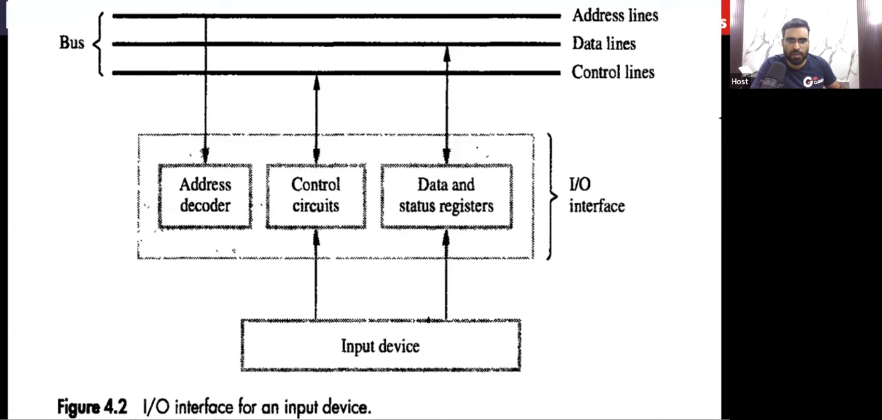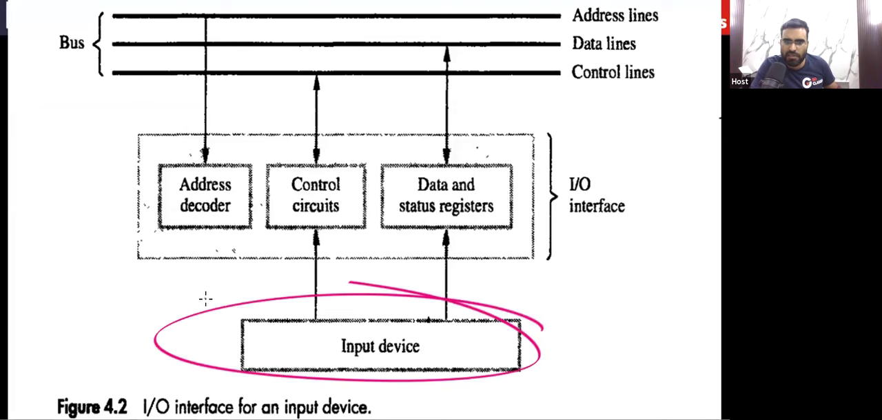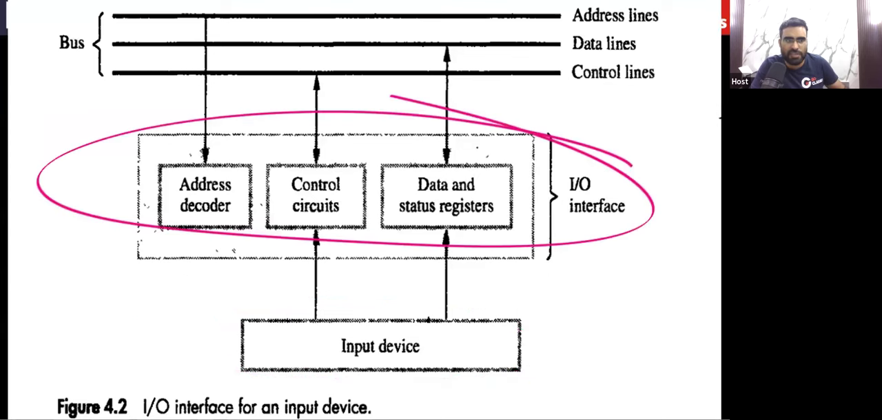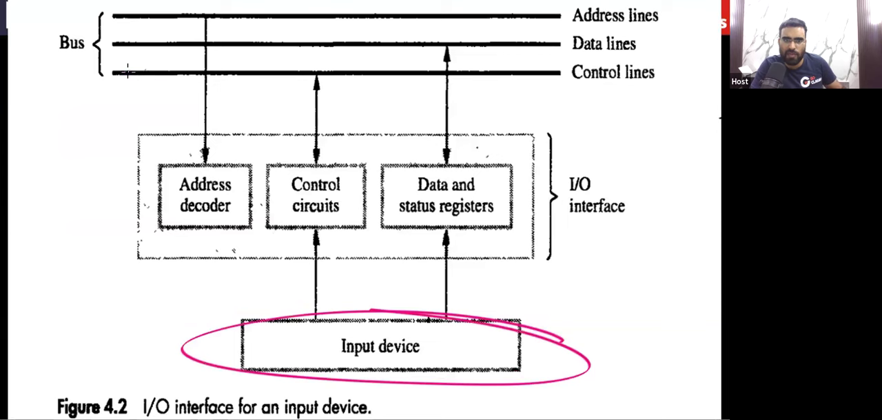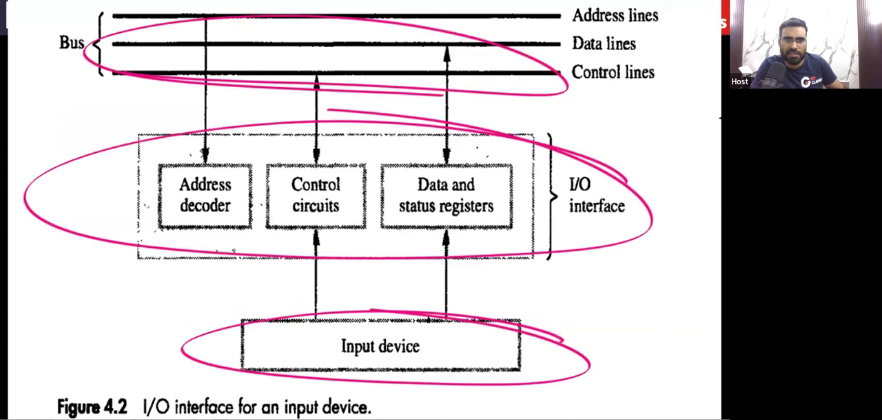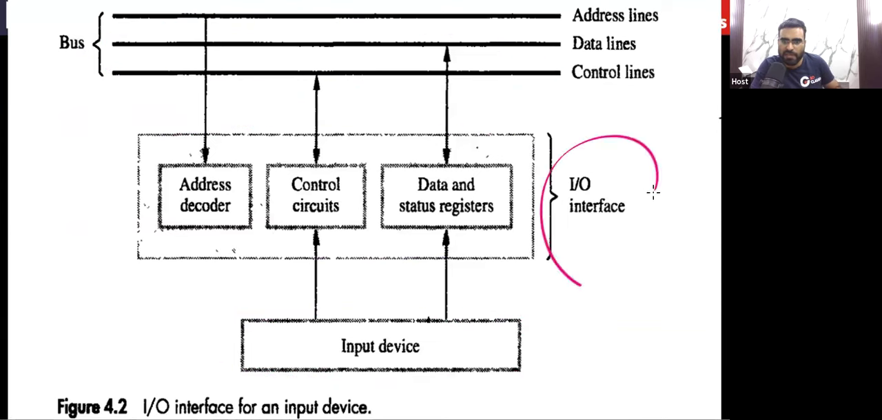Let me know. So you can easily see we cannot connect the IO device to the system bus directly. So we need something called an interface. Yes or no? So this IO device will be connected to the system bus via this interface. And in this interface, what do we have? We have an address decoder, we have a data register, we have a status register.